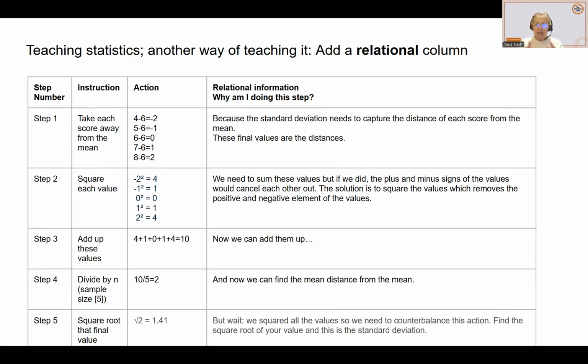So what I've done here is I've tried to attach some meaning to each of those steps, which will hopefully help you remember how to calculate a standard deviation. So obviously you don't need to remember this because it's not possibly part of your way forward, but it does give you a real life example of how you can do relational teaching, develop relational learning as an alternative to instrumental learning.